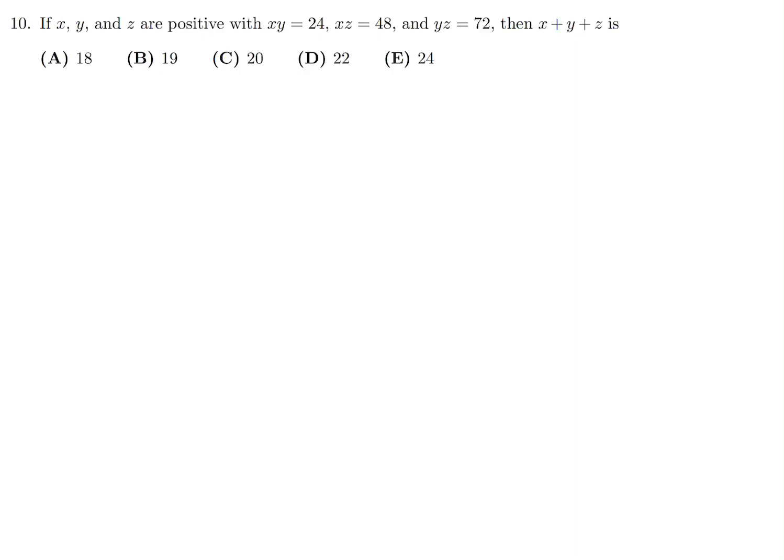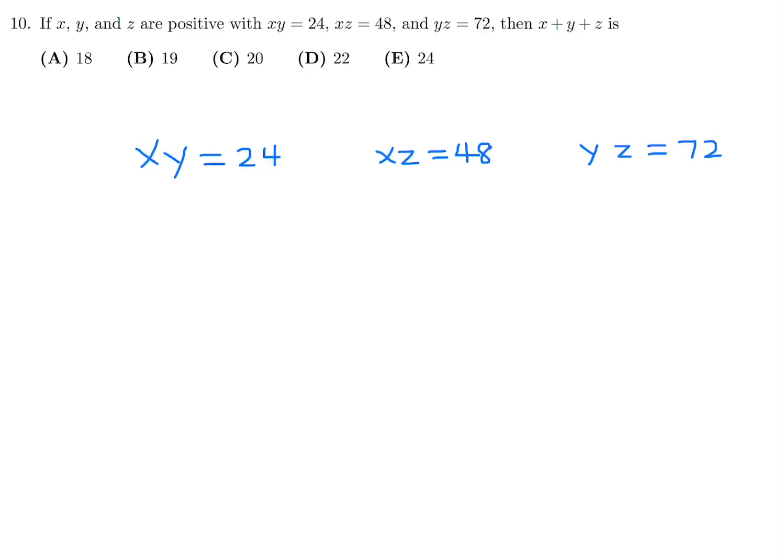X, Y, and Z are positive with XY equal to 24, XZ equal to 48, and YZ equal to 72. Then X plus Y plus Z is. All right, so they've given us 3 equations and 3 variables. And generally speaking, you need as many equations as variables to solve. So we've got 3 variables, but they've got 3 equations, so we should be able to solve this.